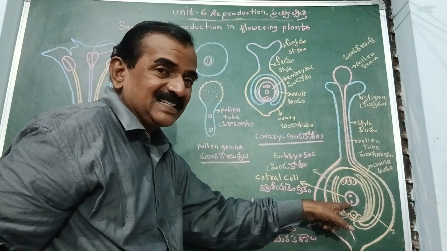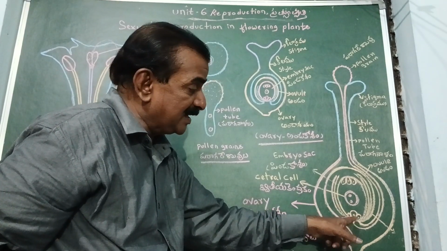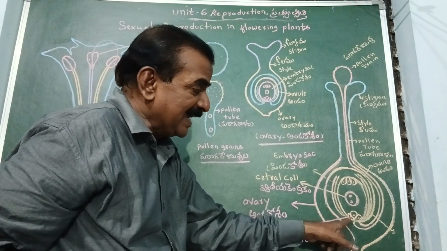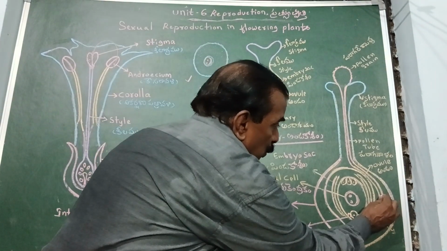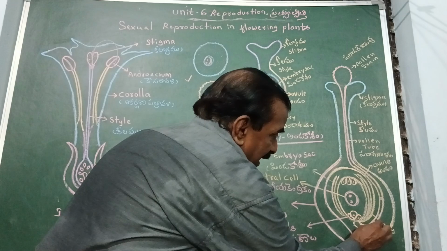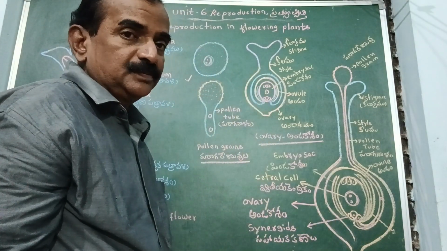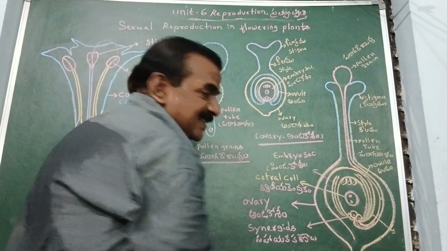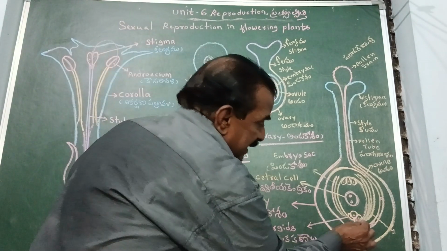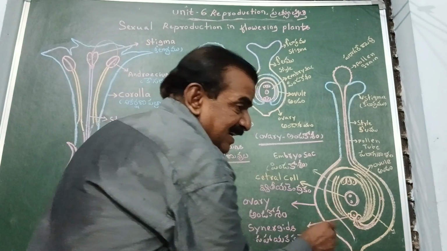The central one is called the central cell, and the cells present in the micropylar region are called the egg cell and also the helper cells. And this is the pollen tube, and the pollen tube consists of 2 male nuclei. One of the male nuclei fertilizes the egg cell to form the zygote. These cells are useful to help the fertilization, so they are called helper cells.